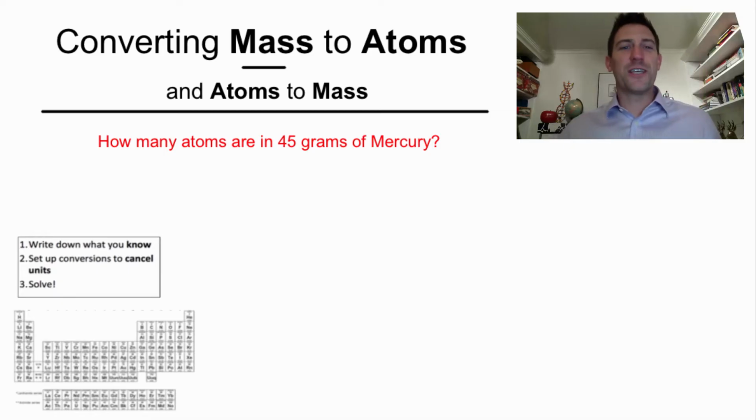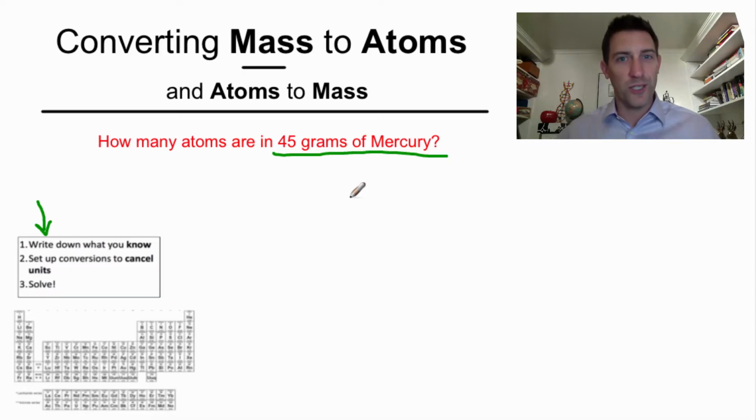Let's start with our first example. I'm going to refer back to this all the time, and you've seen me do it the whole way through if you've been watching the videos. These are the easiest ways to work through these problems, and we call this dimensional analysis. First part says write down what you know, and what you know is what's given in the problem. In this case, it's 45 grams of mercury.